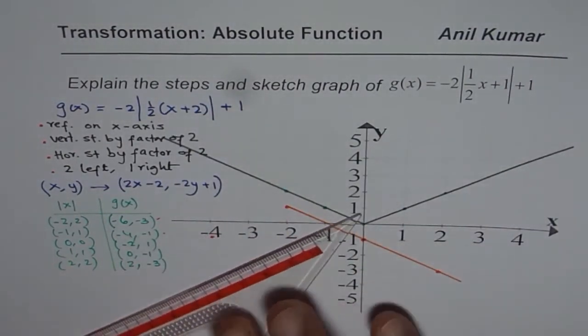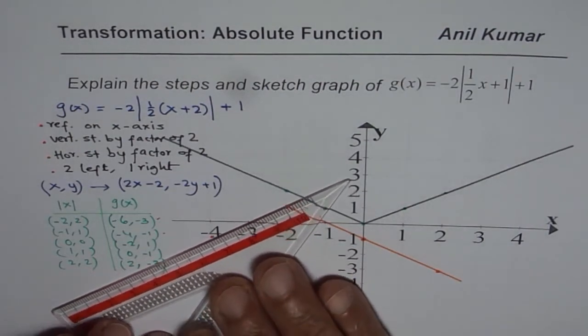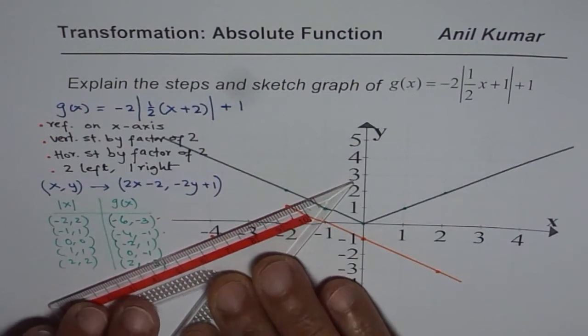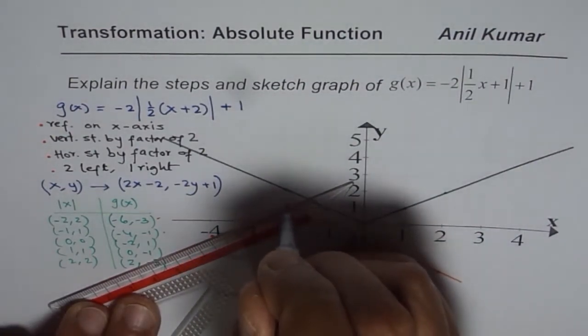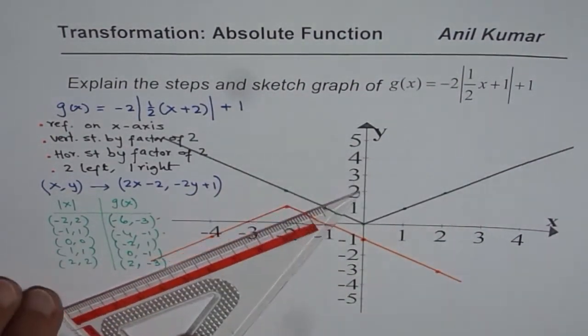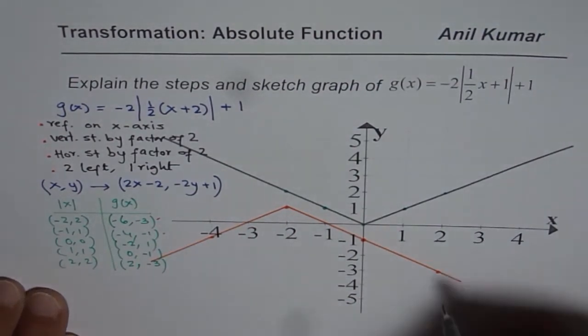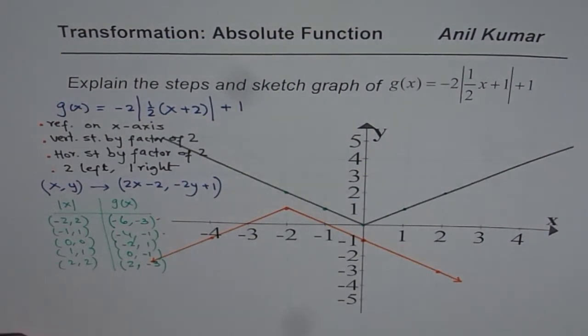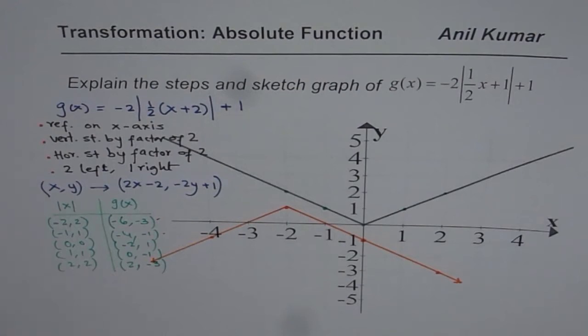And similarly on this side, so we get the transformed function's graph using the points, correct? So that is how we could get the transformed function using the coordinate points. Well, this is one method of doing it. Now, I will show you how to sketch the transformed function following the basic steps.